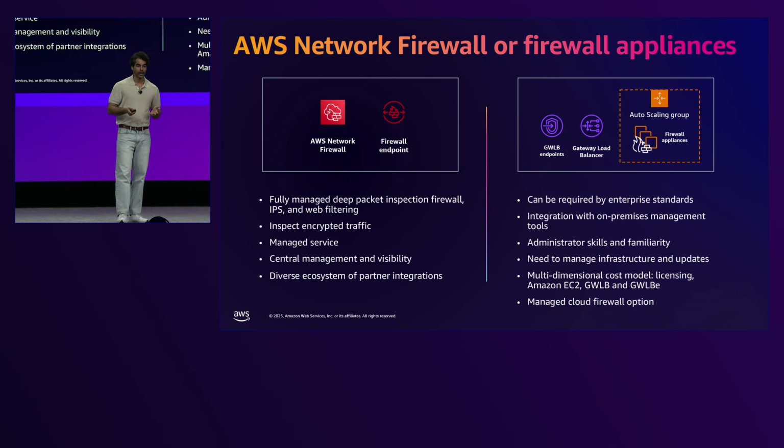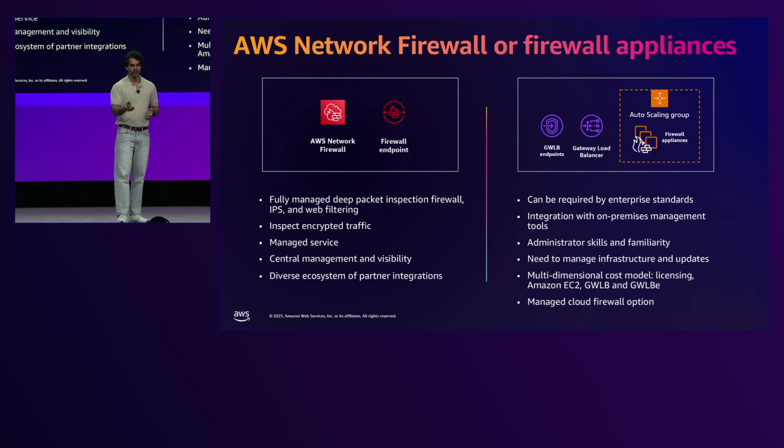Now, Gateway Load Balancer allows you to bring your own firewall appliances and connect them in a highly available and redundant manner. Now, this is great where if you're already using something on-prem or somewhere else, you can use the same technology in AWS.